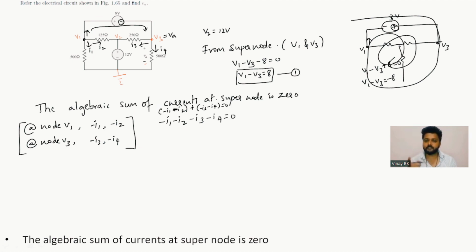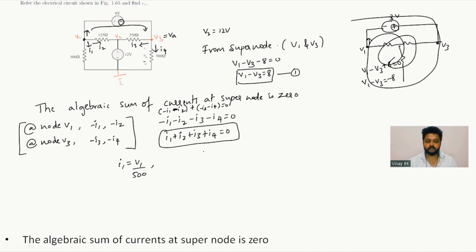Algebraic sum of currents at supernode is 0. So you can also rewrite here I1 plus I2 plus I3 plus I4 equals 0. Now you write what is I1, I2, I3, I4. How will we write I1 now? I1 is nothing but V1 divided by 500.